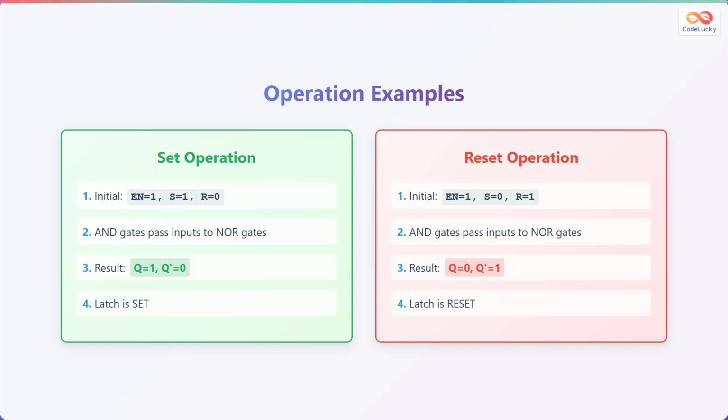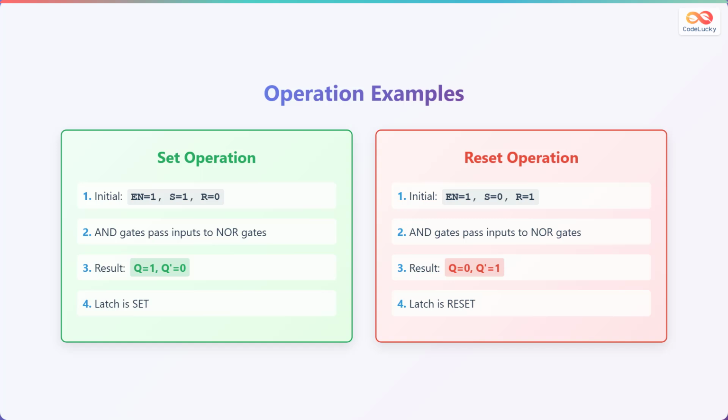Let's examine a couple of operation examples, beginning with the set operation. Initially, enable is 1, S is 1, and R is 0. The AND gates pass the inputs to the NOR gates. The result is that Q becomes 1 and Q prime becomes 0, indicating the latch is set.